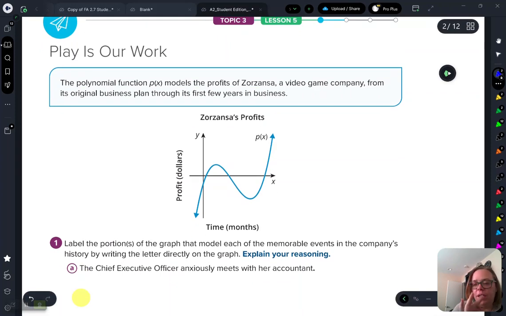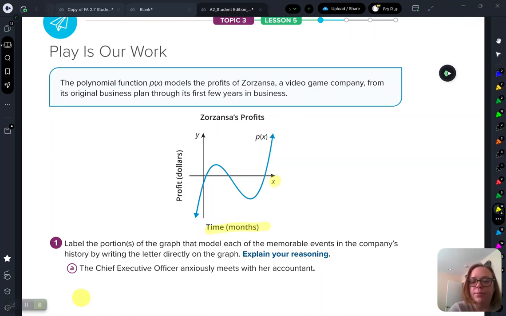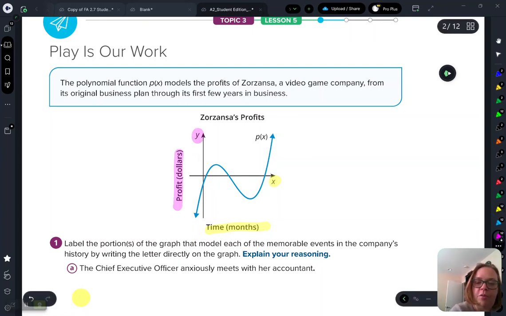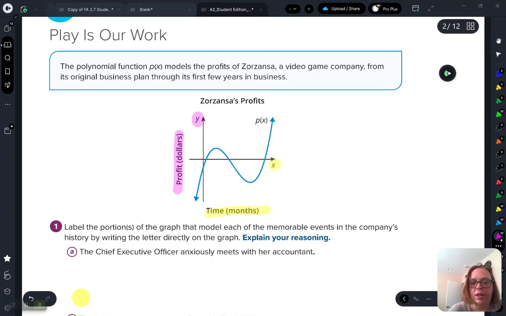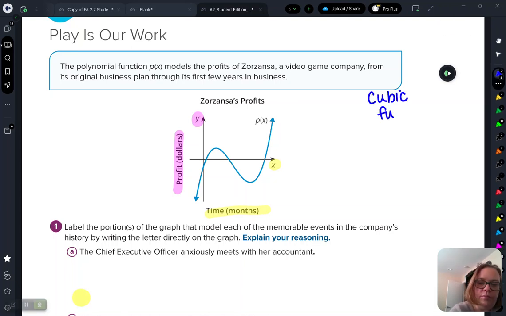Let's pay attention to our axes here in this word problem. Our x-axis is time in months. Our y-axis is our profit in dollars. The profit is changing over time in a variety of ways, so this is not a linear function, we can see. You may recognize this as a cubic function. It goes up and down and then back up.